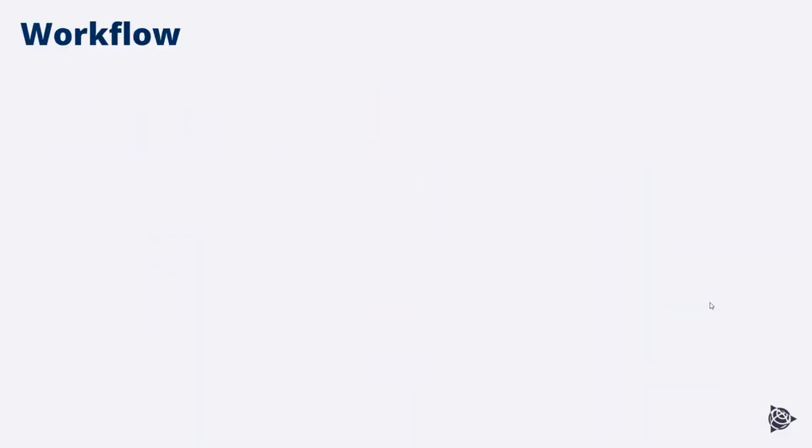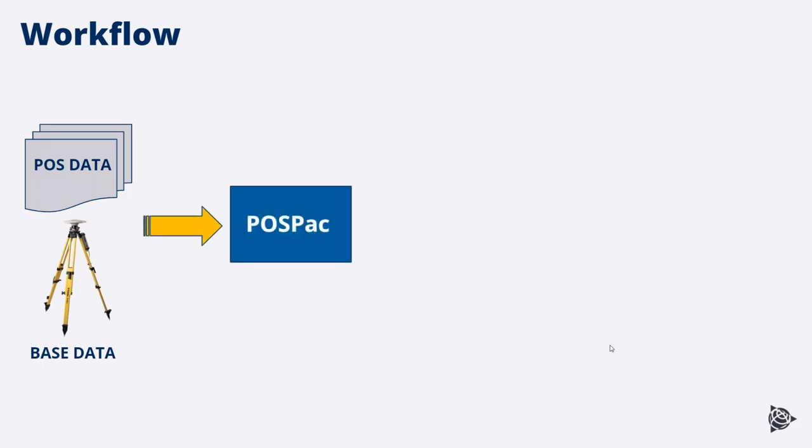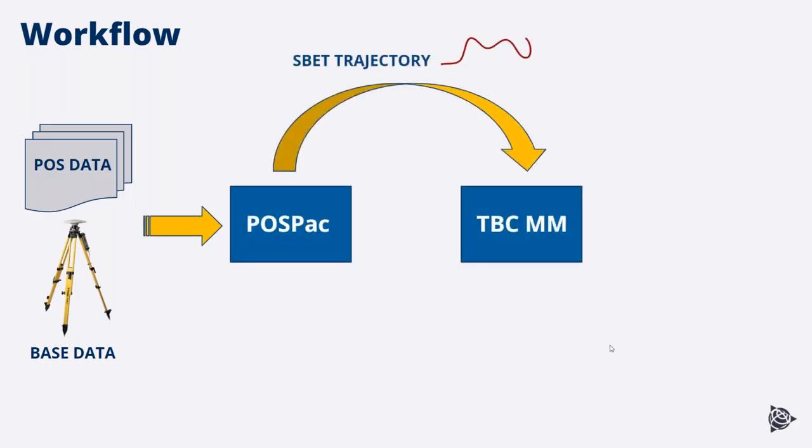Let's take a look at the workflow more in detail before I go to hands-on. So what we do always when we come from the field with our mobile mapping data, we always start first with positioning data and base station data. So there's two sets of navigational positioning data we take. We take those to postback and we process our first trajectory.